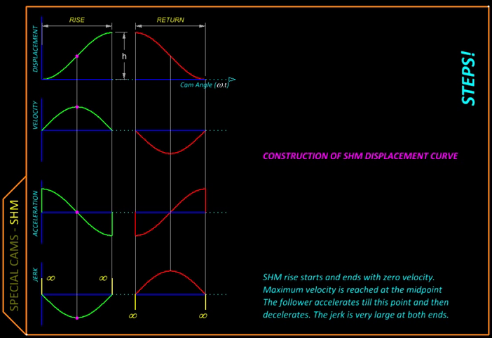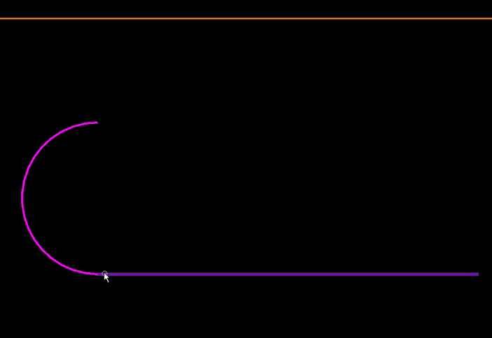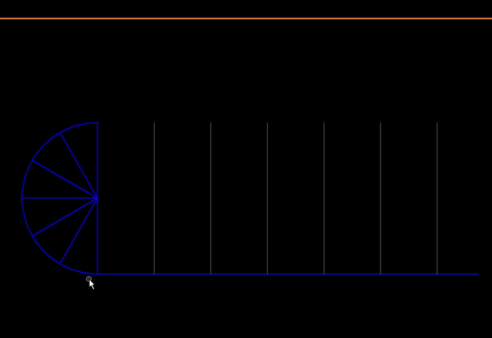If you want to plot such a curve manually, here is the construction. First, we will plot the time axis or the cam angle axis like this. Then at the end, we will construct a semicircle whose diameter is equal to the rise of the follower we want. Then we are going to divide this semicircle and the horizontal axis in equal number of parts, say 6 parts like here. And then we are going to number these parts from 0 to 6 and 0 to 6 like that.